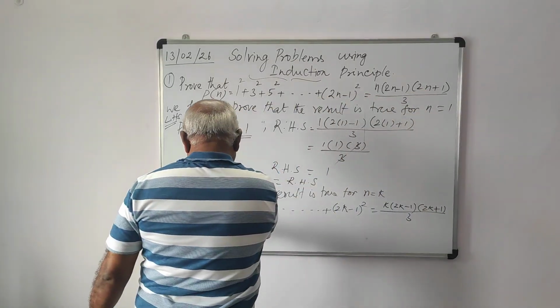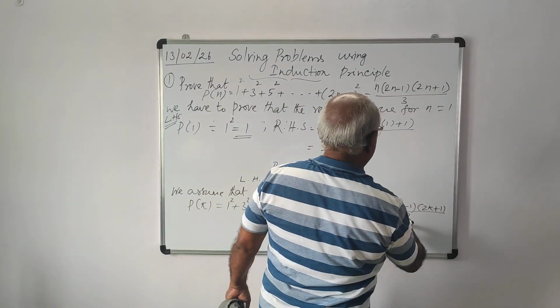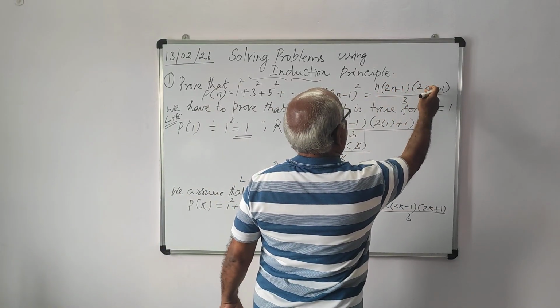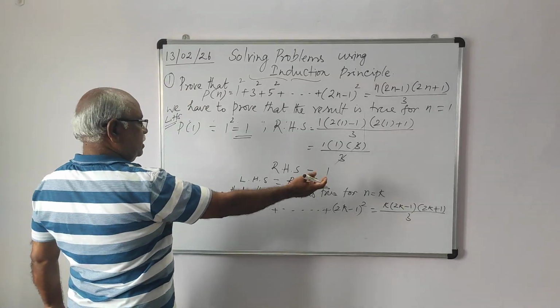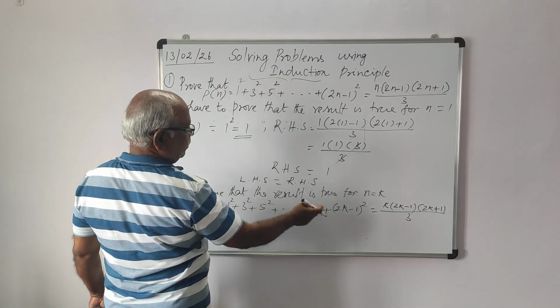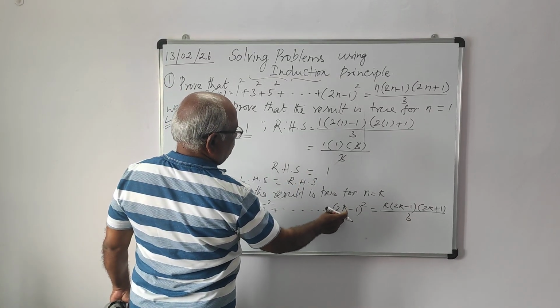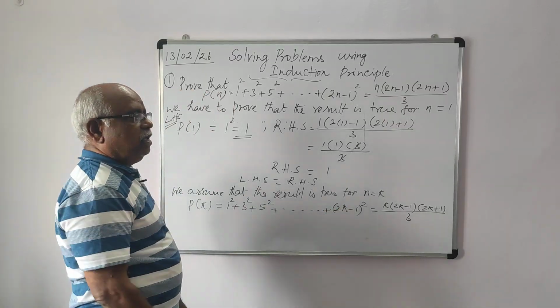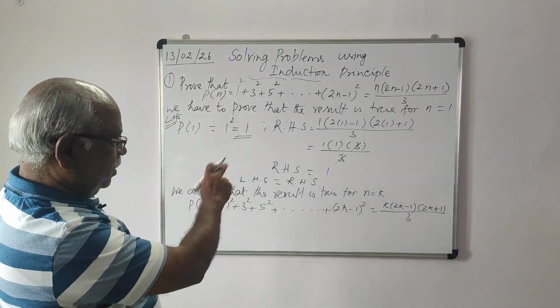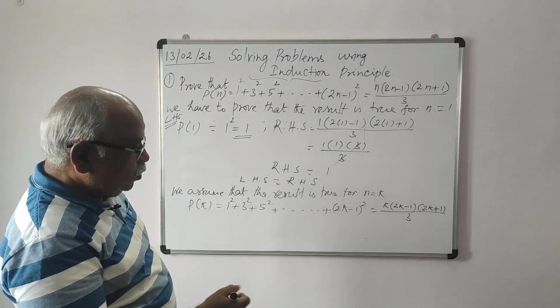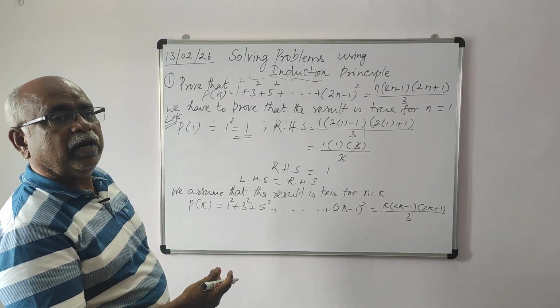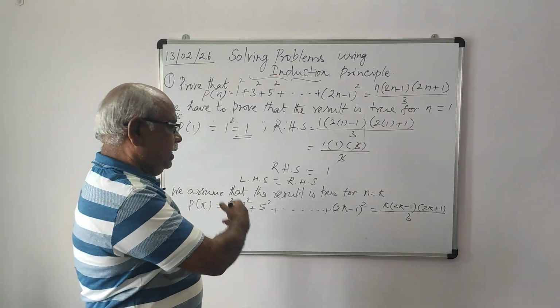So we assume that the result is true for P of k. P of k is k into (2k minus 1) into (2k plus 1) by 3 on the right hand side, and the left hand side is 1 square plus 3 square plus 5 square etc. plus (2k minus 1) square. We assume that the result is true for n equal to k. This is the assumption. And we have to prove that the result is true for n equal to k plus 1. We will see now.